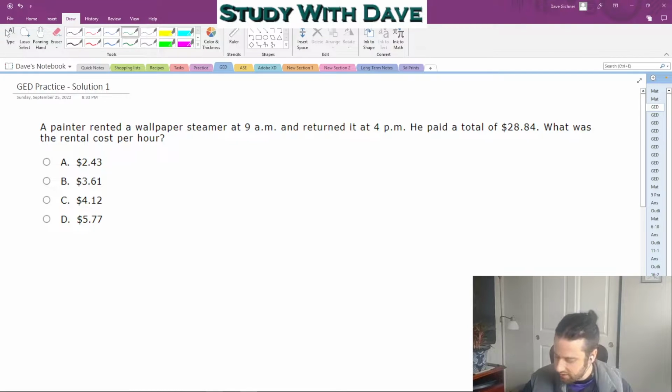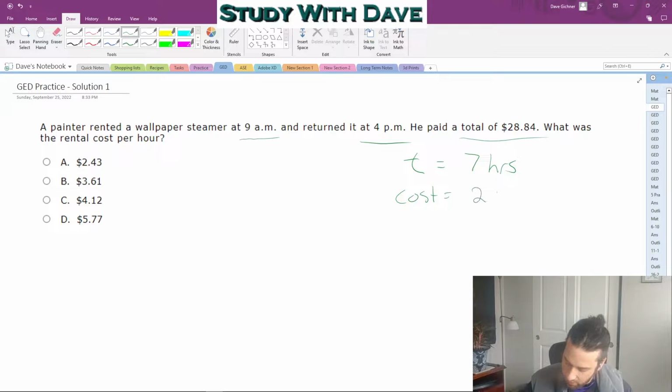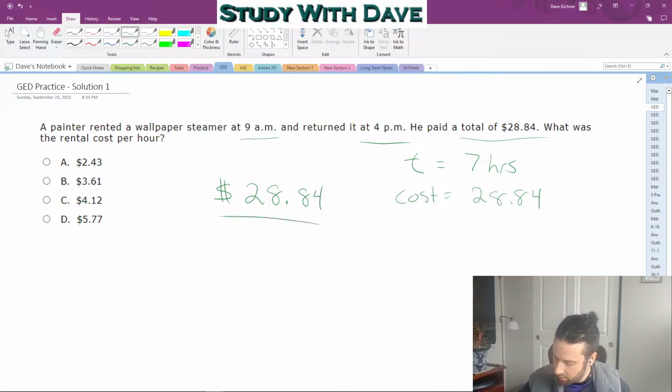So let's just go ahead and write down our variables. The first one we have is time, T, from 9 a.m. to 4 p.m., which is 7 hours. So we rented this thing for 7 hours. And total cost, $28.84. So cost is going to be $28.84. And these are the only two variables that were given. So all we have to do here is just like the restaurant example. We just divide $28.84 by 7 hours, and that gives us our cost per hour.